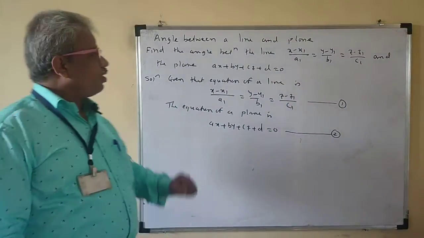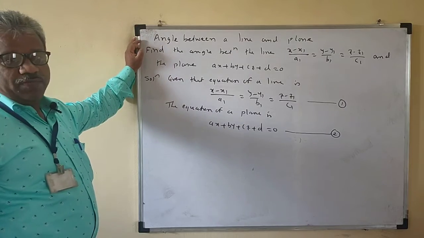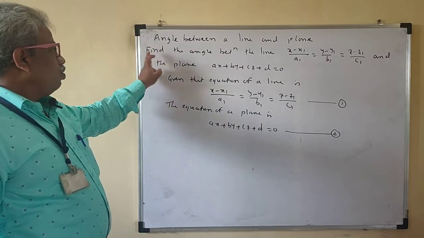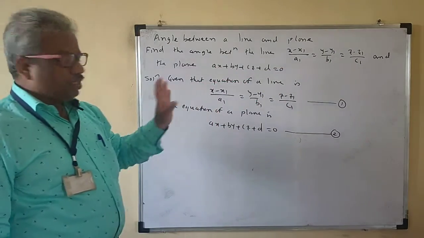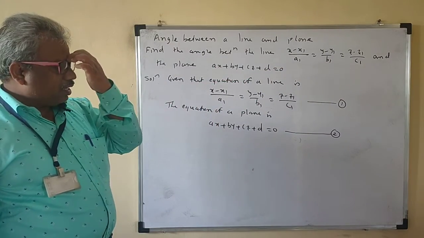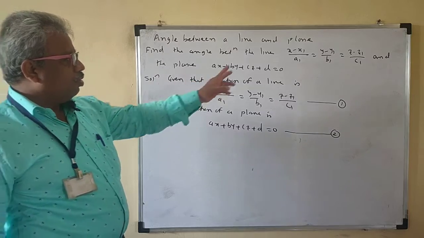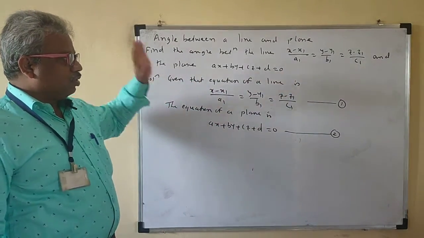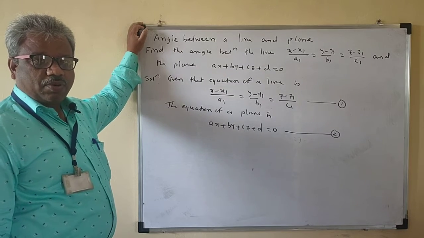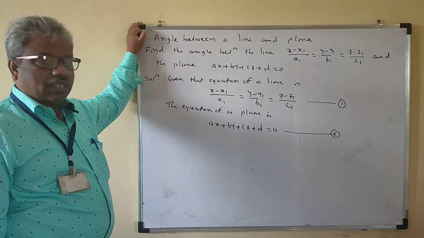Now we will see how to find the angle between a line and a plane. So the problem is: find the angle between the line, where the line is given in the symmetrical form (if it is not in symmetrical form, then we need only the direction ratios of the line), and the plane. The equation of the line and the equation of the plane are provided to you. You have to find the angle between the line and the plane.